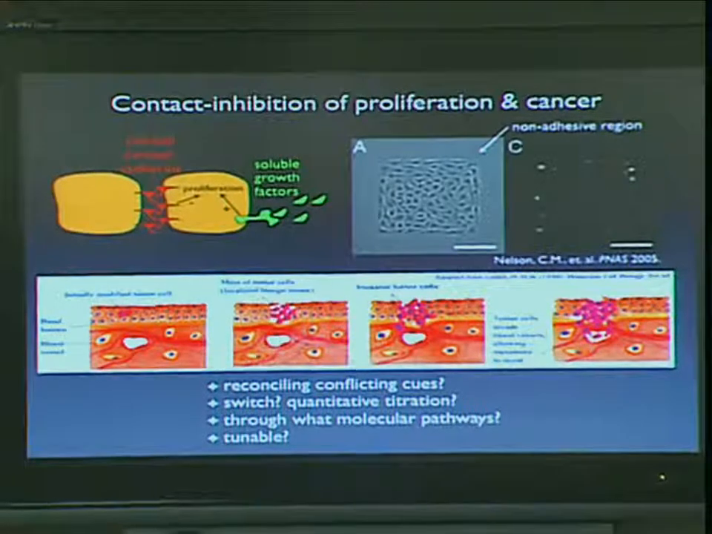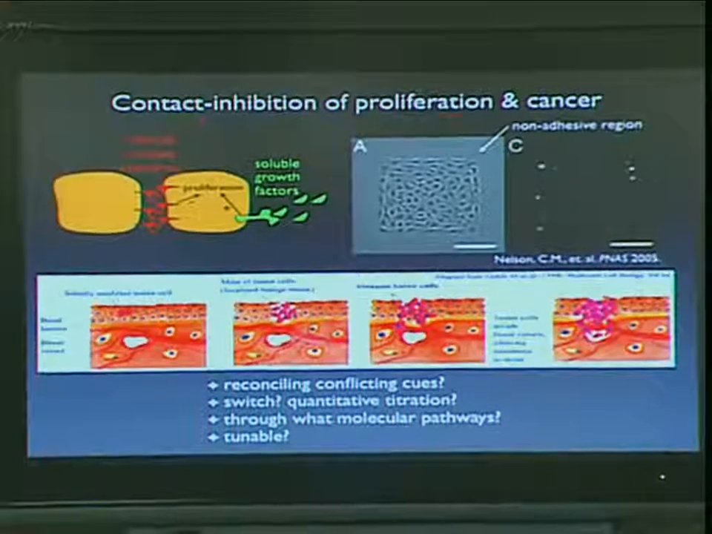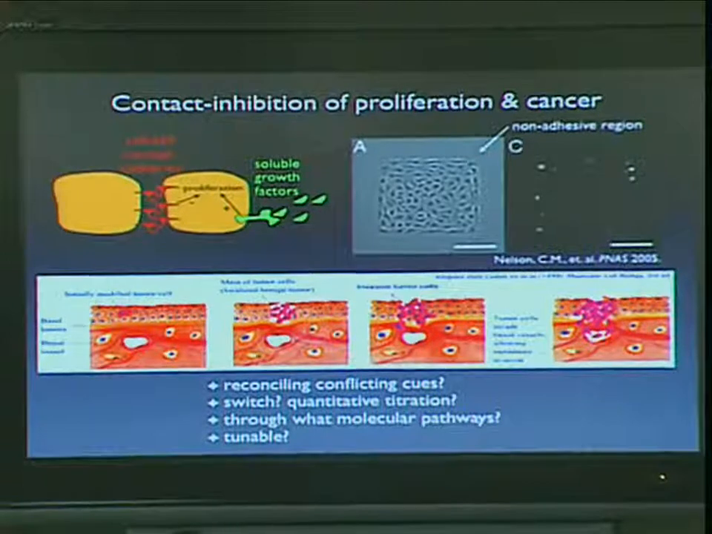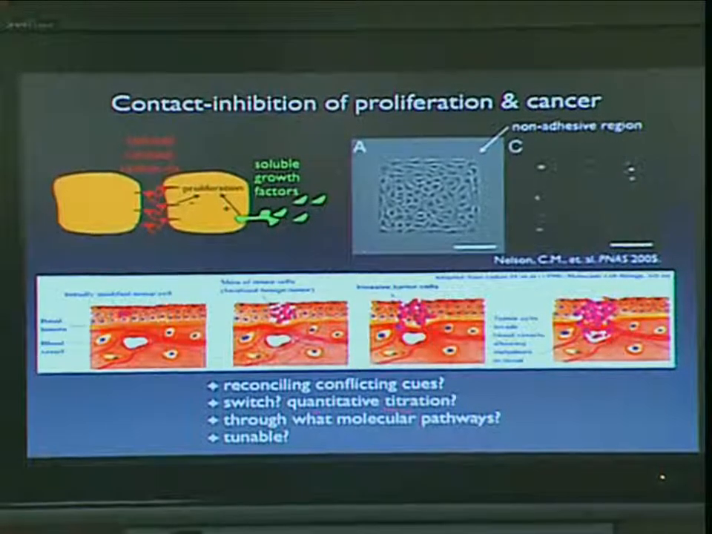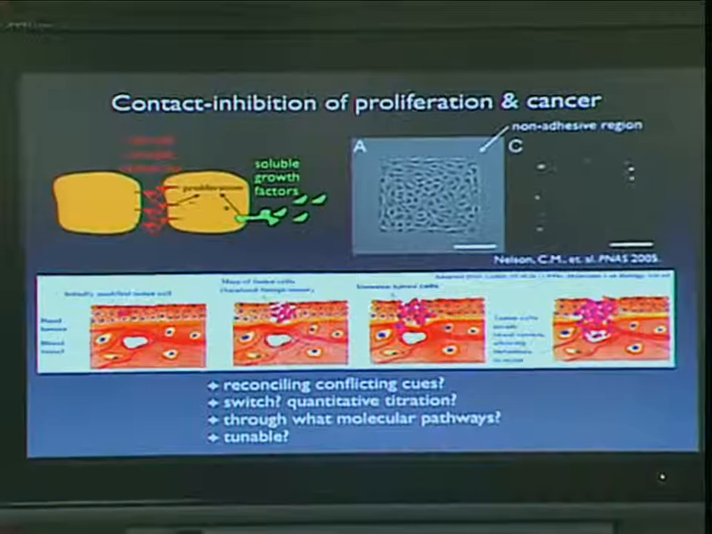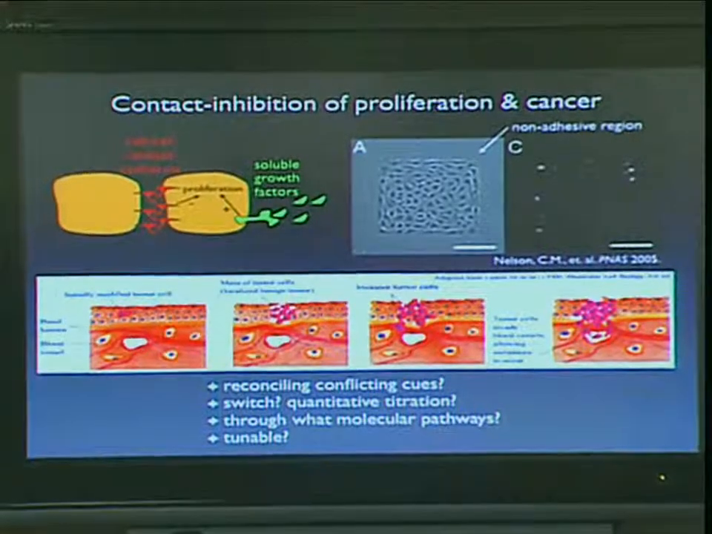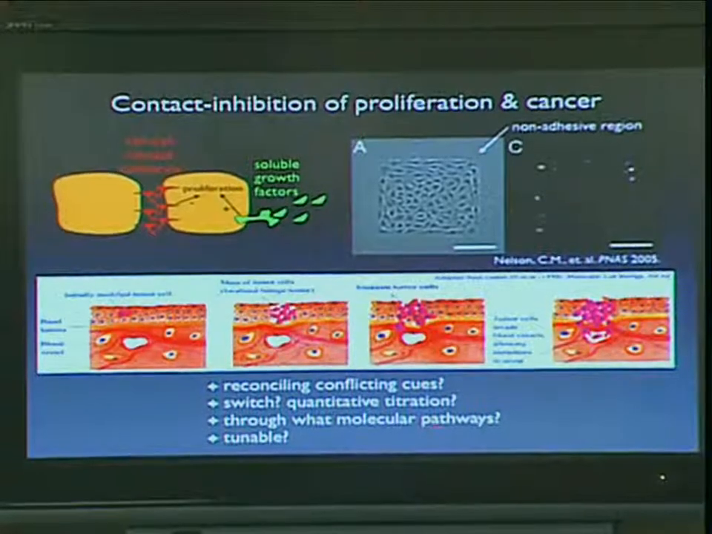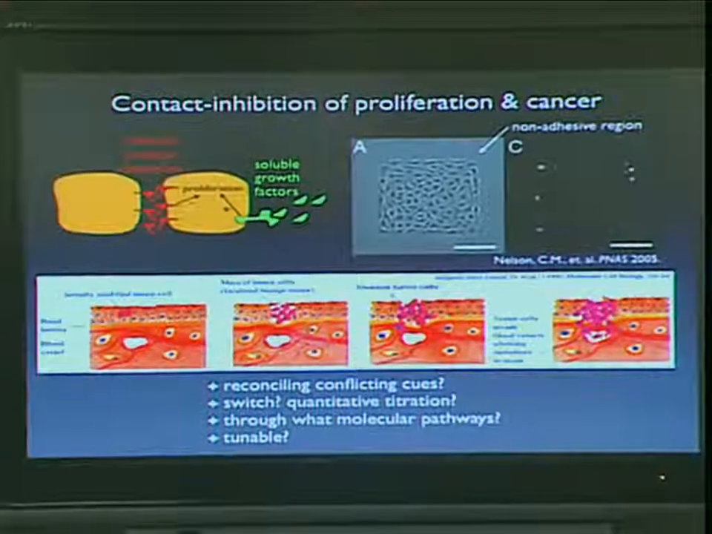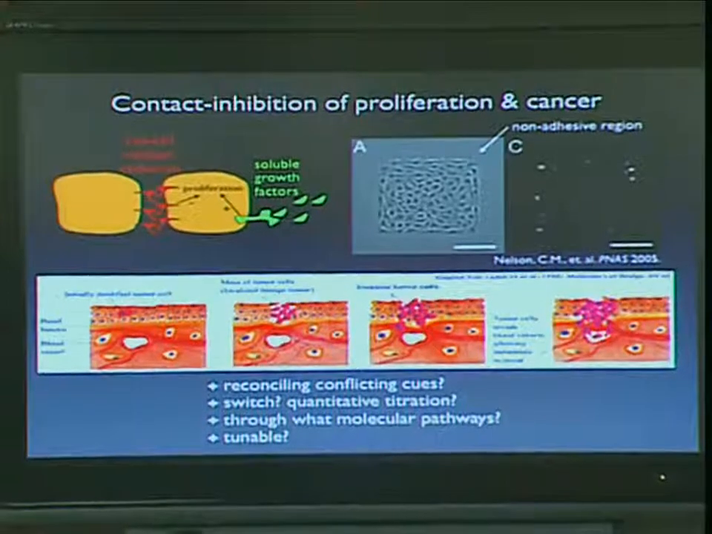So the question is, how do cells reconcile what seem to be opposing inputs, one to divide and one to inhibit? Is this moniker, contact inhibition of proliferation, sufficient to describe this balancing? Okay? Or is it more quantitative, that they're weighing the level of growth factor against levels of contact? And if it's quantitative or if it's not, what are the pathways that are involved, and can we begin to tune them towards engineering objectives?